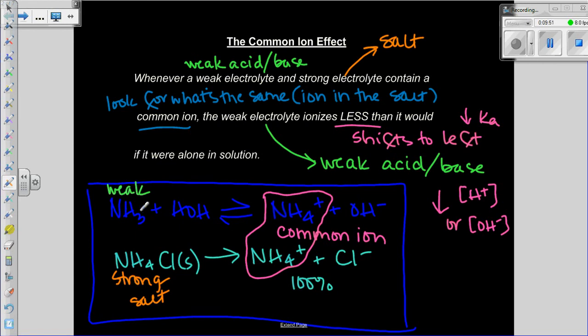The weak electrolyte, that means my ammonia, ionizes less, so that means I have less of these two ions than it would if the ammonium chloride were not there. So that means I have fewer hydroxide ions present in solution. And that's in line with Le Chatelier's principle, because if I increase the concentration of this common ion, it will shift the equilibrium back toward the reactant side, which would mean the concentration of both of these would decrease.